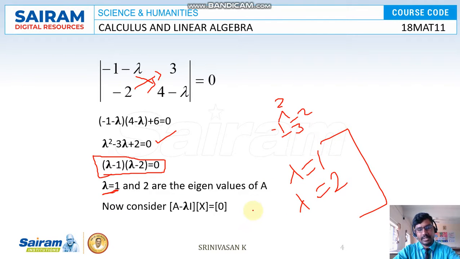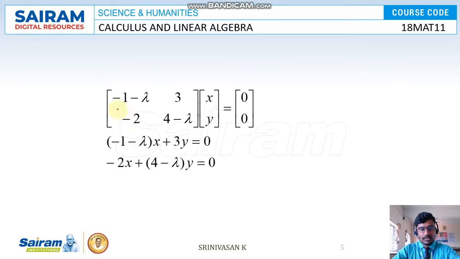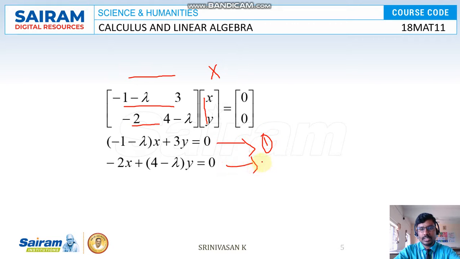Next we have to find the eigenvectors. The form is (A minus lambda I) into X equal to 0. This is a 2 by 2 matrix, this is A minus lambda I, and this is the capital X. X is denoted by the number of unknown variables, so for a 2 by 2 matrix we will take two variables, equal to 0. Now by normal multiplication, row by column, we get the first equation, and this is the second equation.